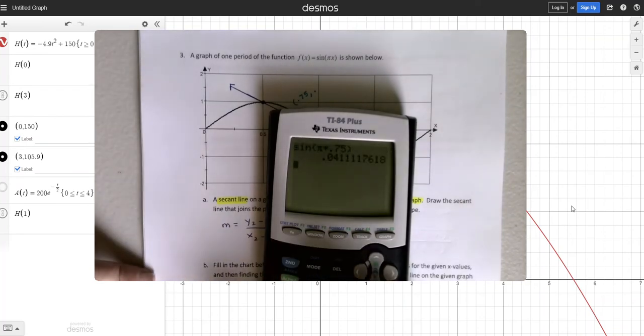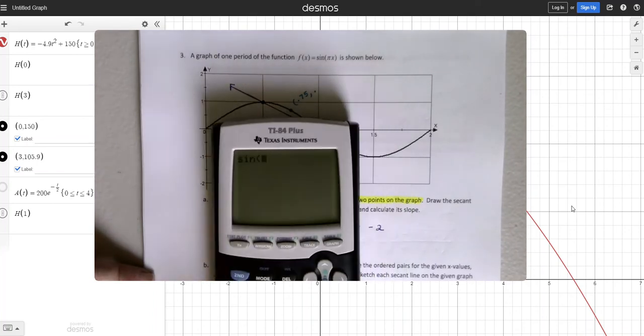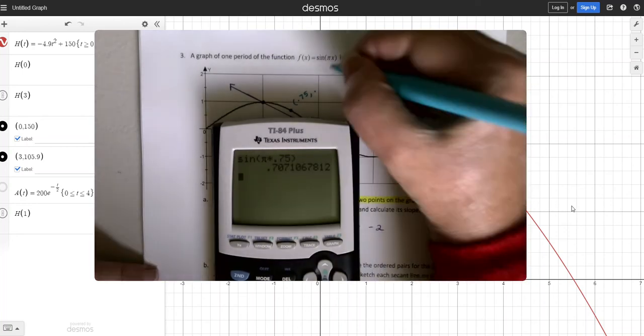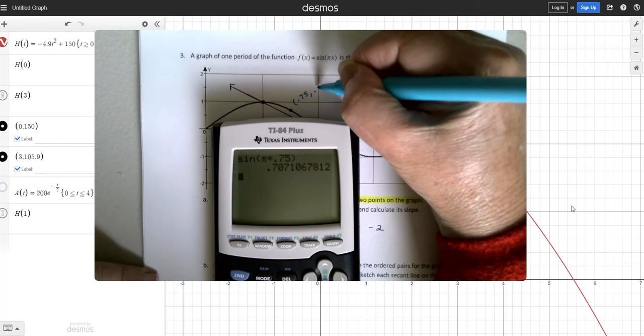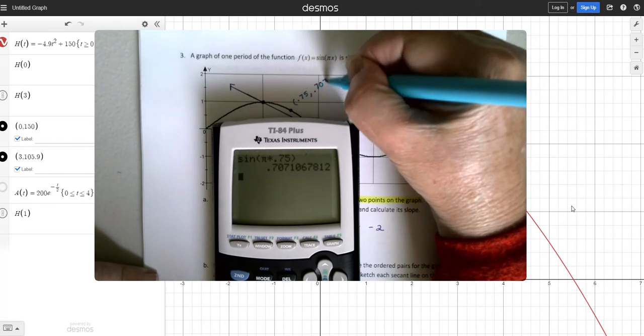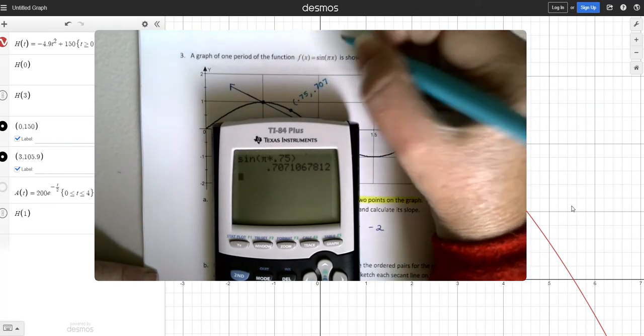Let me switch myself back to radian mode, and let's do that again. We want the sine of pi times 0.75. There we go, that's better. So if I keep 6 decimal places, I have 0.707107 if I round off.